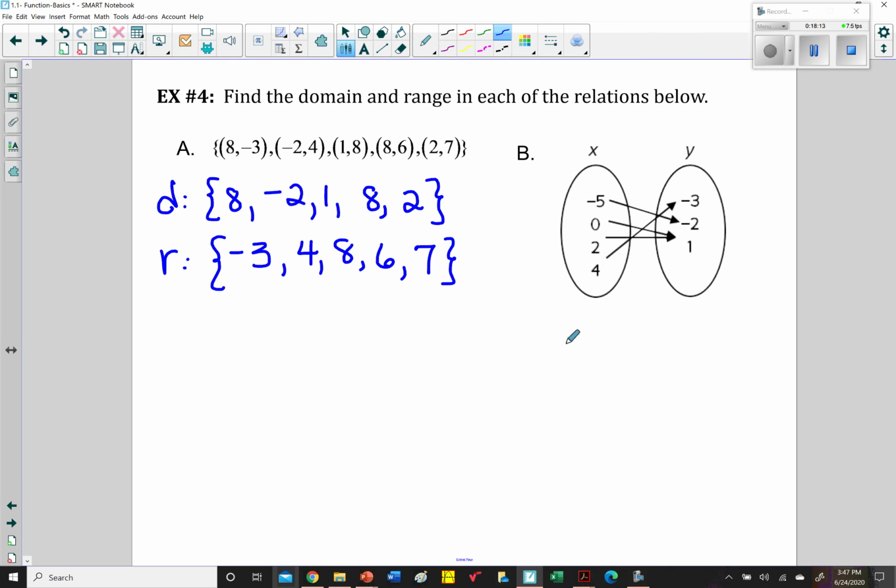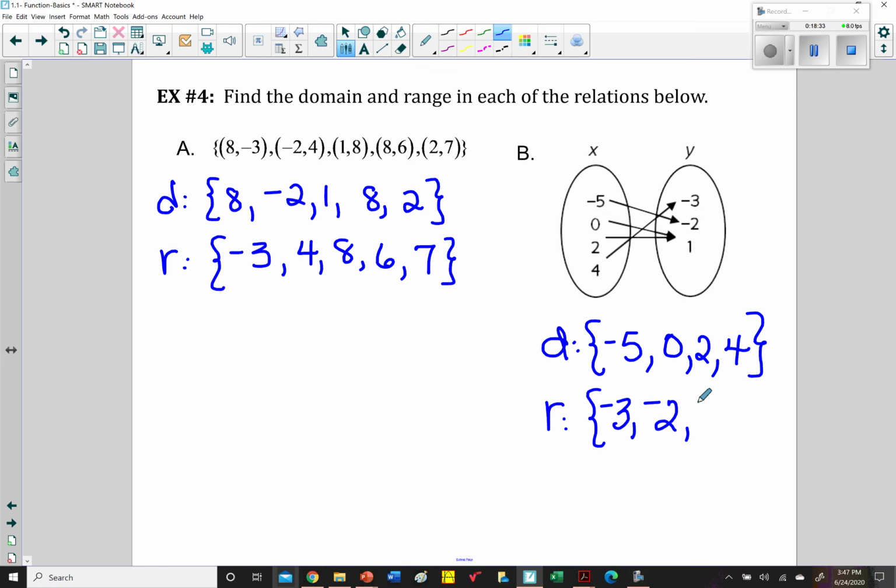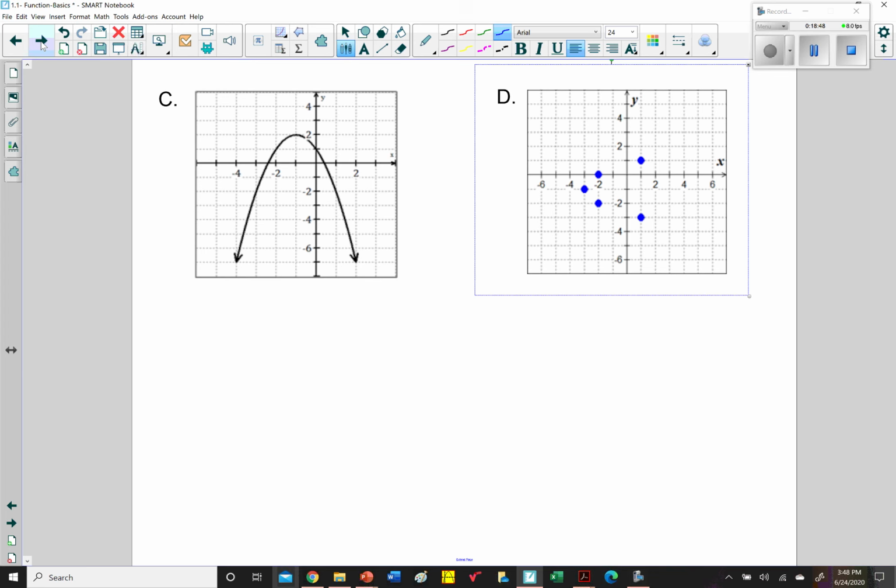In this case, the domain is the input on the mapping, 5, 0, 2, and 4. And the range is the output. And even though 1 maps to 2 different numbers, we only have to list that value one time. You don't have to write 1 twice. Okay, so we have a table of values, we have a mapping, those are multiple representations.